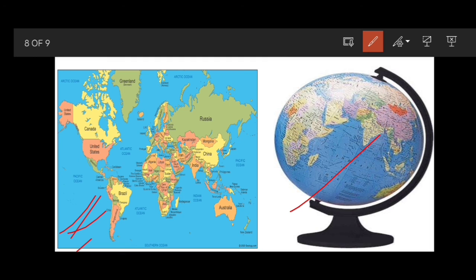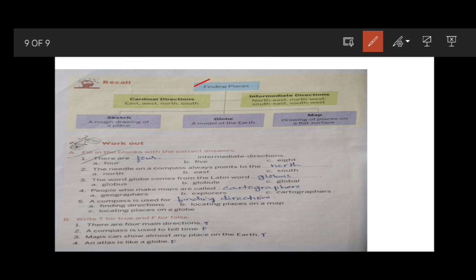So dear children, I hope you understood this lesson. In this class, we have learned finding places. To find places, we can use a compass, which is an instrument to find directions of a place. And there are 4 cardinal directions: east, west, north, south, and 4 intermediate directions which lie between the main directions: northeast, northwest, southeast, and southwest.